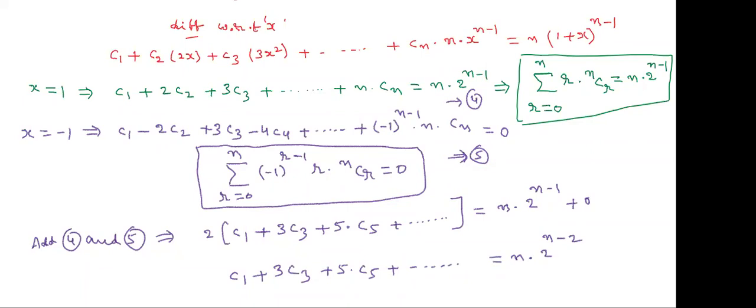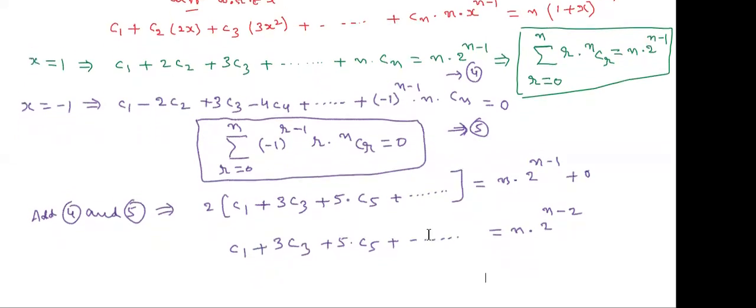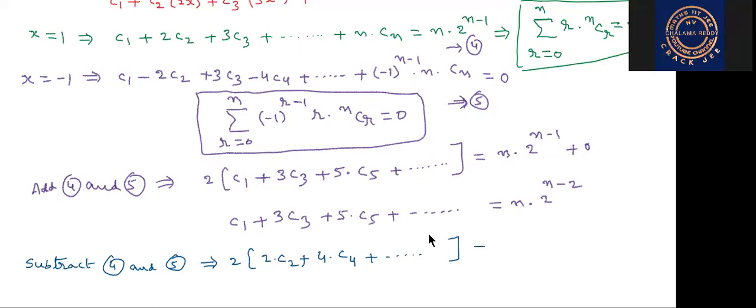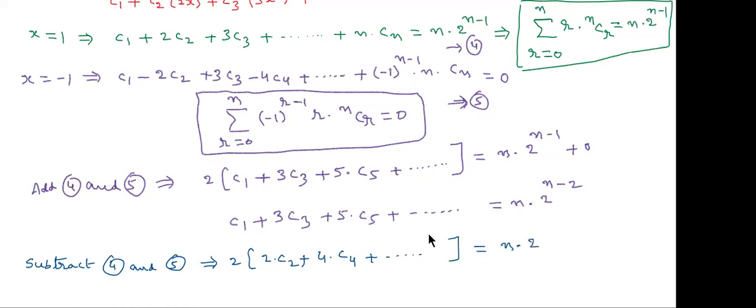Okay, students. If subtracting 4 and 5, tell me what happened. Subtract 4 and 5, then what happened, students? 2 into 2C2 plus 4C4 plus and so on. The right hand side term should be n into 2 power n minus 1 only.